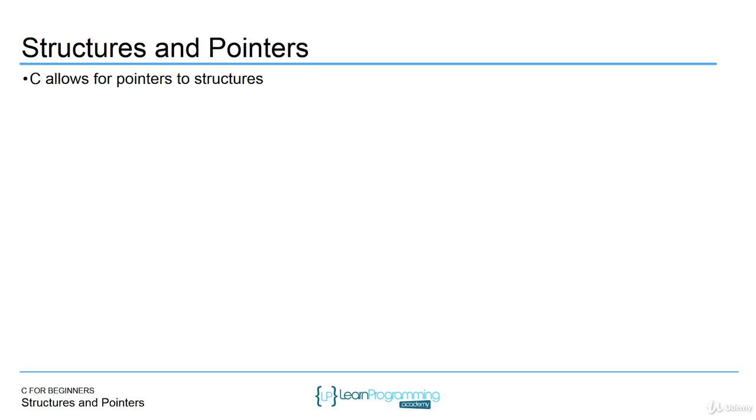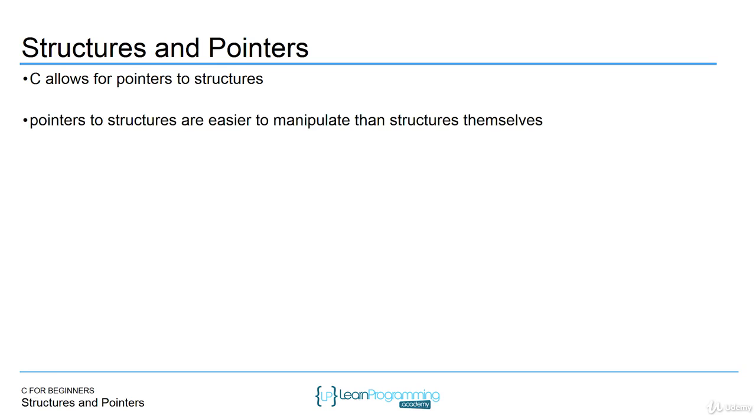So structures and pointers. C allows for pointers to structures. So when we create a variable of type structure, we can create it as a pointer. Pointers to structures are easier to manipulate than structures themselves. So again, it's sort of a notational thing, makes things a lot easier, and it's also more efficient.